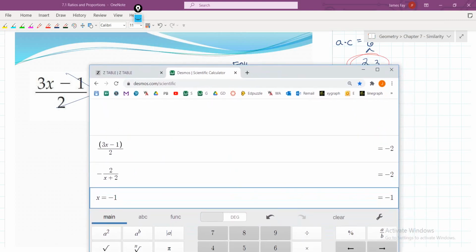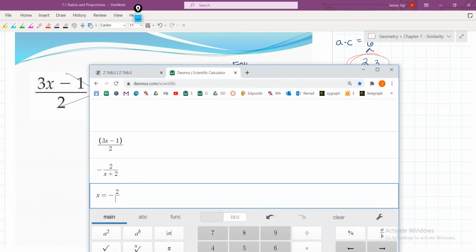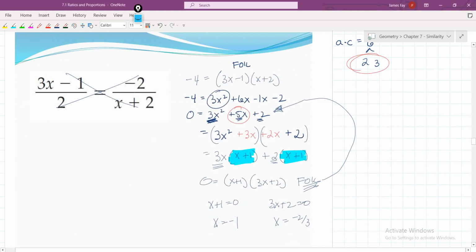The other x was negative 2/3, so let's see if that works. Plug in negative 2/3 for both x's, we get negative 1.5 for both of them. So we know that both those things are solutions.